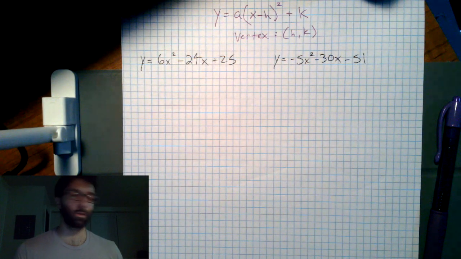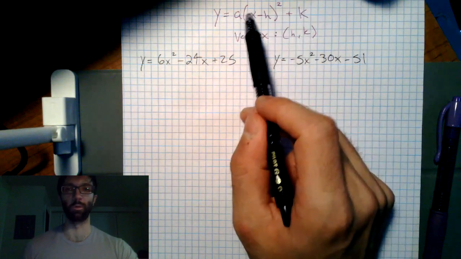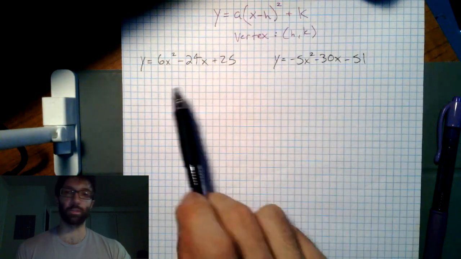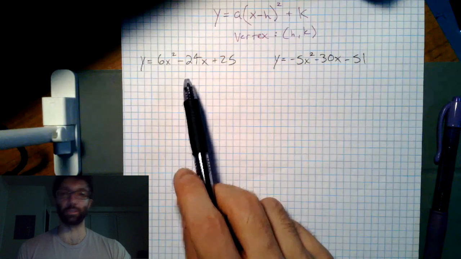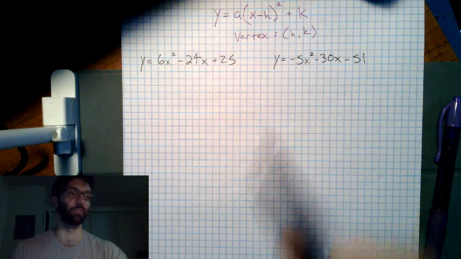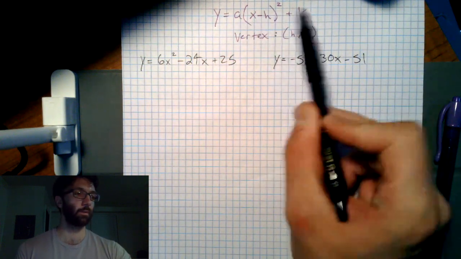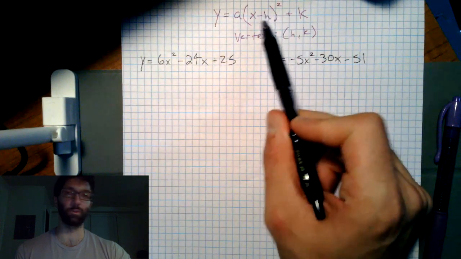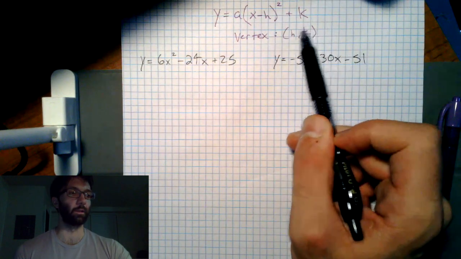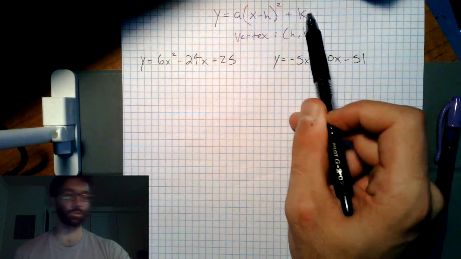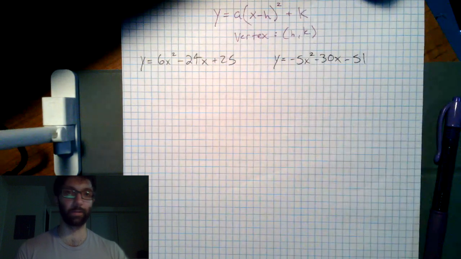Alright guys, so here's the vertex form of a quadratic function, and the functions that we're given are in standard form, and so we need to convert standard form into vertex form so that we can readily see the vertex. And as we can see, the vertex is just going to be the opposite of our value in here, and that's going to be the x-coordinate of the vertex, and then the y-coordinate of the vertex is just going to be whatever we see out here for k.